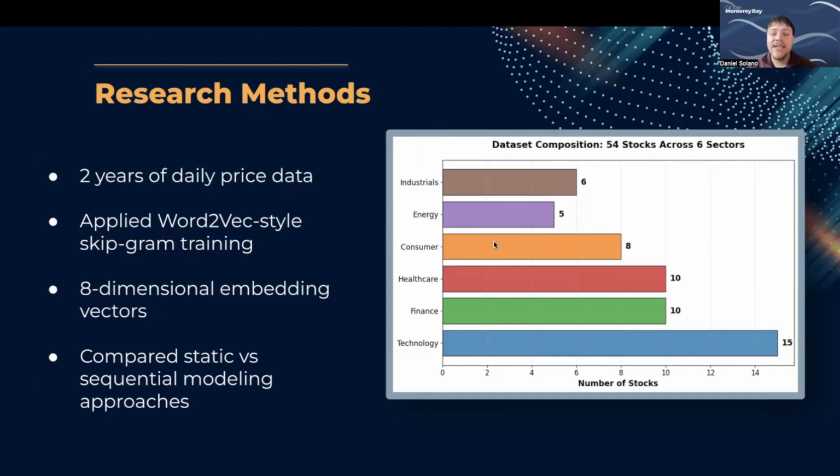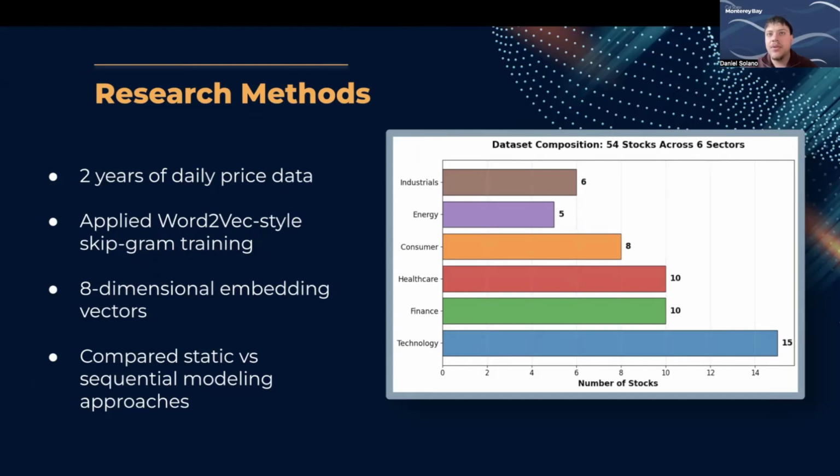We applied a word2vec-style skip-gram training. That just means that we take one stock, like Apple, and try to predict it from all the other 53 stocks. We wanted to see if the model can learn that if Microsoft and Google are going up, Apple is probably going to go up too.